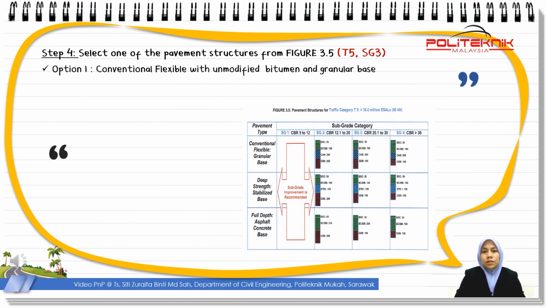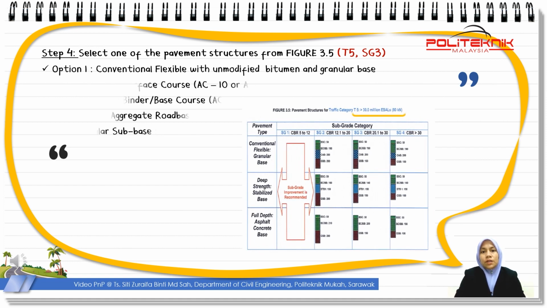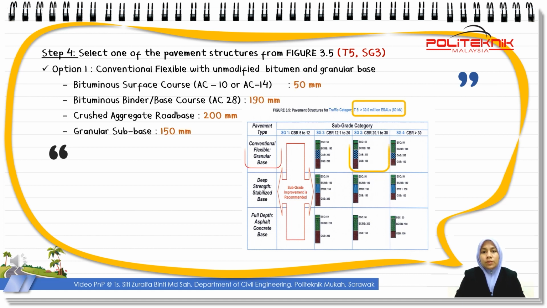Step 4. Select one of the pavement structures from figure 3.5 based on T5 and SG3 that you got before. For option 1, you choose conventional flexible with unmodified bitumen and granular base, so the layer for bituminous surface course AC10 and AC14 is 50 mm. Bituminous binder or base course AC28 is 190 mm. Crushed aggregate road base is 200 mm. And lastly, granular subbase is 150 mm.